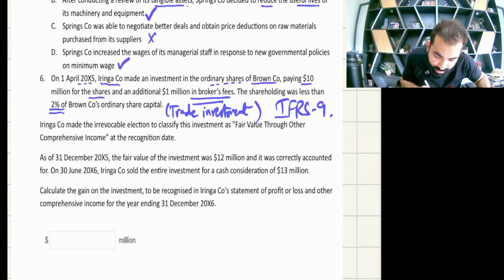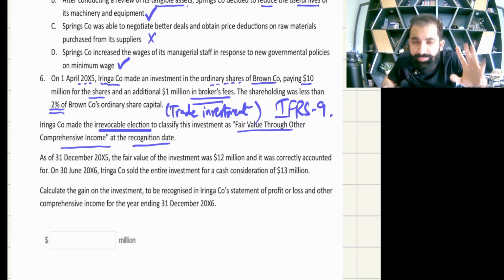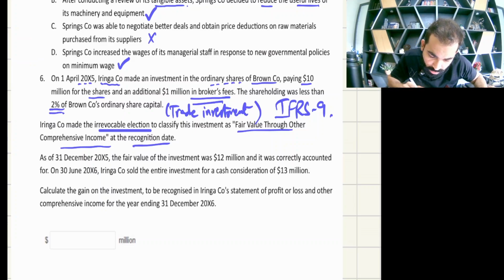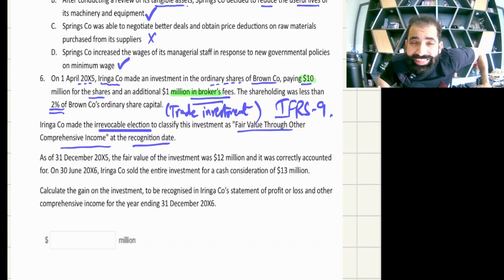Iringa company made the irrevocable election to classify the investment as fair value through other comprehensive income at the recognition date. Very easy. Now as the category is fair value through OCI, this 1 million cost will also be capitalized. So 10 plus 1, at the date of acquisition of shares, we recorded the investment at 11.